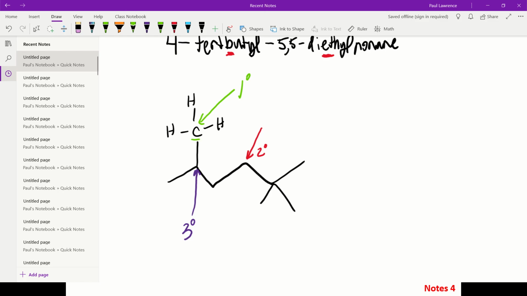And let's draw our arrow and look at this one. So we're looking at that carbon right there. How many carbons are directly attached to it? 1, 2, 3, 4. So that makes that a quaternary carbon.